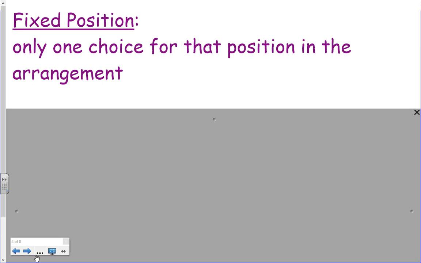So when you have a fixed position, we're talking about one of those elements in that arrangement that has to be a certain item, has to be a certain object. It's got a fixed position. There's only one choice for that particular position in the arrangement.